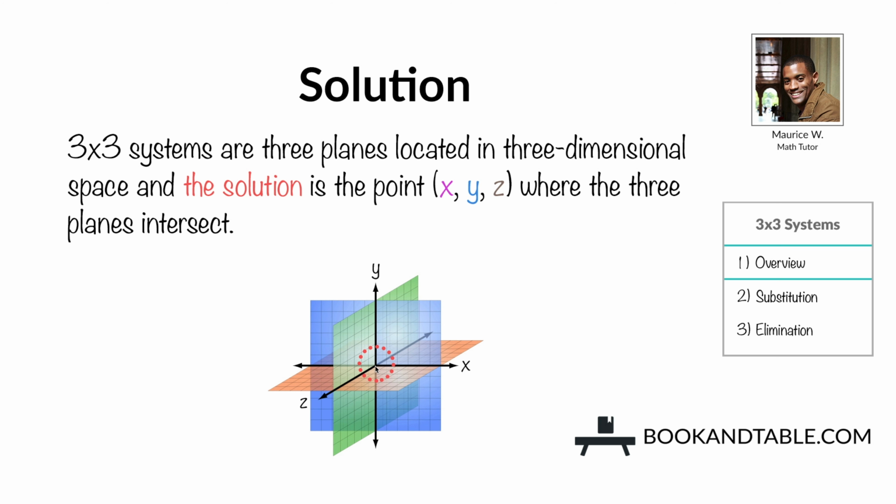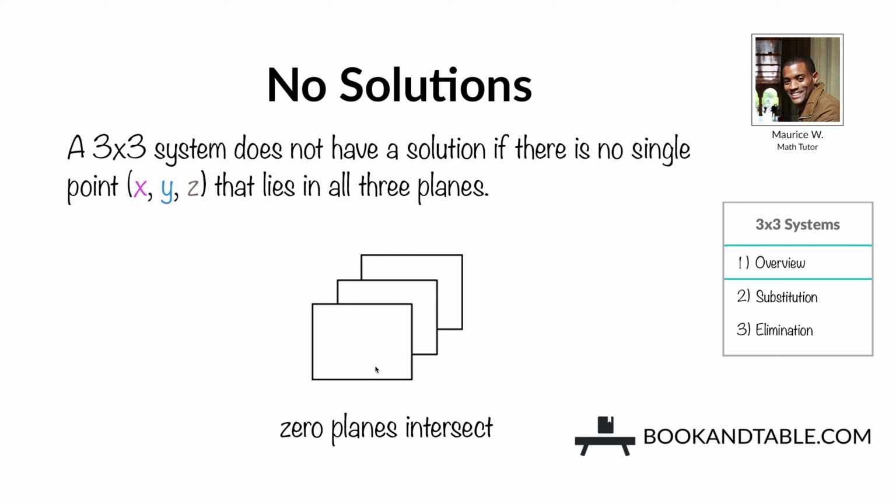Now let's discuss a few scenarios that would create a lack of solutions. A 3x3 system does not have a solution if there is no single point, x, y, z coordinate, that lies in all three planes. So what are some of the scenarios that can produce this outcome? For one, if we have three planes that are all parallel to each other, then we don't have any planes that intersect. So this scenario would not produce a solution.